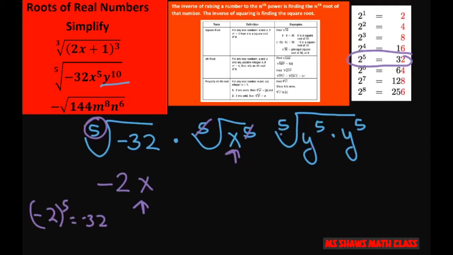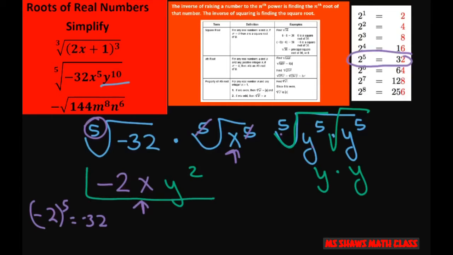For this one, I'll split this up as fifth root of this and fifth root of that. So it's going to be y times y. So that's just going to give you y squared. So this is your final answer.